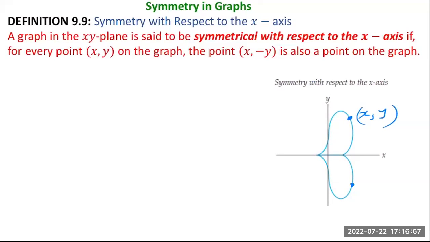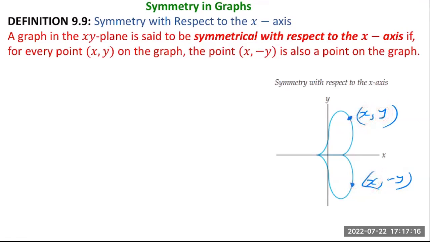This is the mirror point of that point, x comma minus y. Notice that when you say x comma minus y, the first coordinate is the same, and the y coordinate is changing sign. That means if this is a positive number, the corresponding y coordinate of the other point would be a negative number, but the first coordinate is the same.